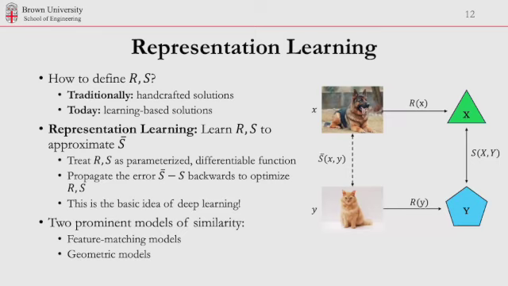And so that's a very high level view of what deep learning is. But that's what's important for similarity search, is now we can learn these representations for objects. And I'll talk about two prominent models for similarity. I'll talk about the feature matching based models and geometric models.